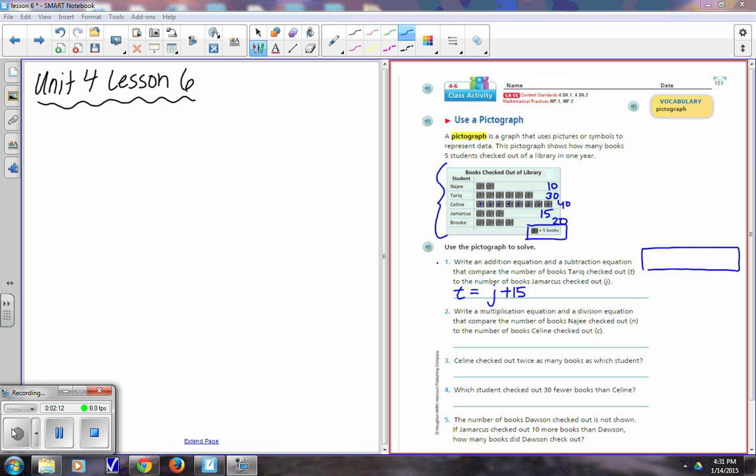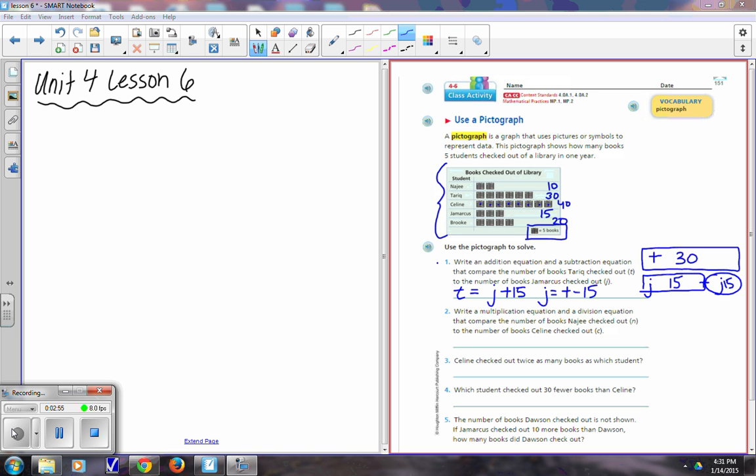Now, if you're like, how the heck did she get that already? If you remember our comparison chart, we would write the bigger number, 30, up here. So this would be Tariq. This is Jamarcus with 15 plus the question mark. So 15 plus 15. So if I'm doing a subtraction one, it would be Jamarcus equals Tariq, take away 15. I know that half of 30 is 15. That's what's going to go in this circle.